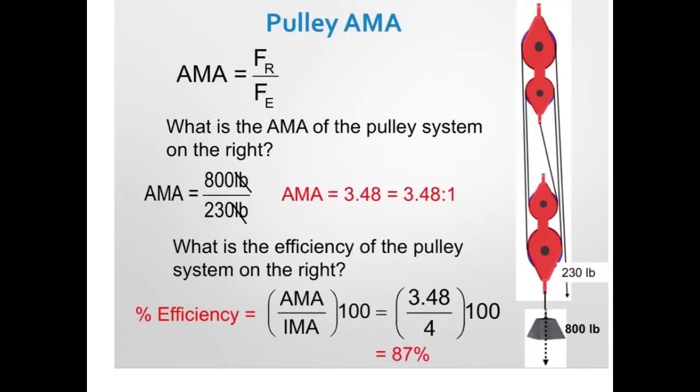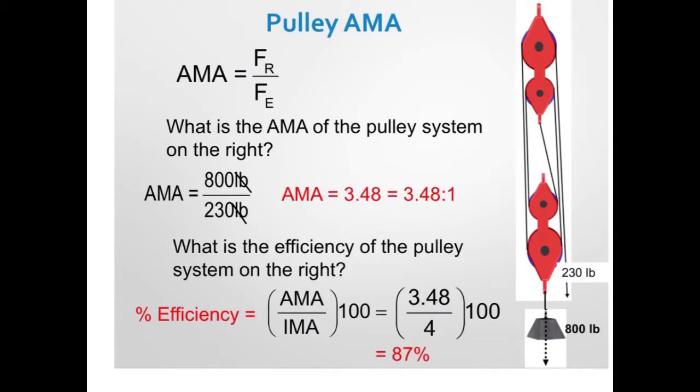Your AMA is going to be found the same way as before with the other simple machines. So AMA equals force resistance over force effort. So what is the AMA of the pulley system on the right? Our resistance force is 800. Our effort force, it tells us, is 230 pounds. So 800 divided by 230, my pounds are going to cancel out, equals 3.48, or 3.48 to 1 would be our ratio.